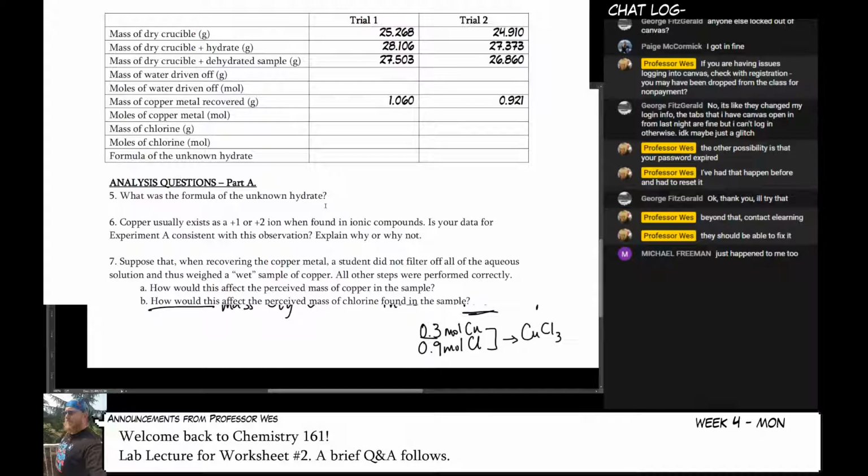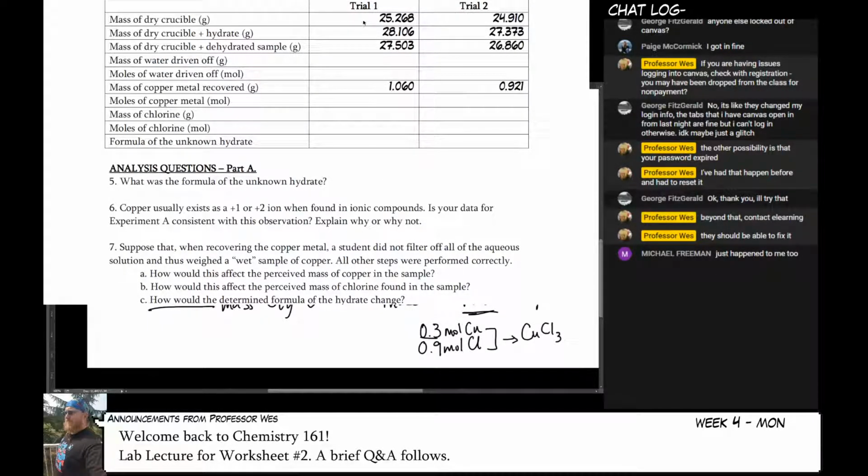When you get your formula, you should get whole numbers for it, because I've tinkered with the data to give you something very close to a whole number. Okay? Do each trial separately. Don't do any averaging. Okay? Treat these as individual separate trials, and be mindful of sig figs, okay?